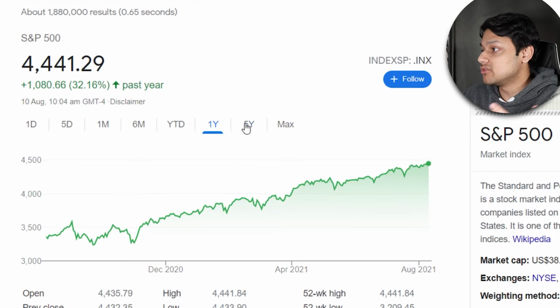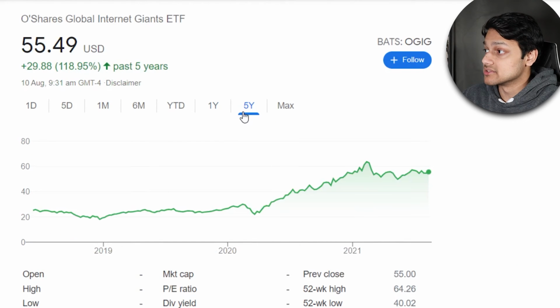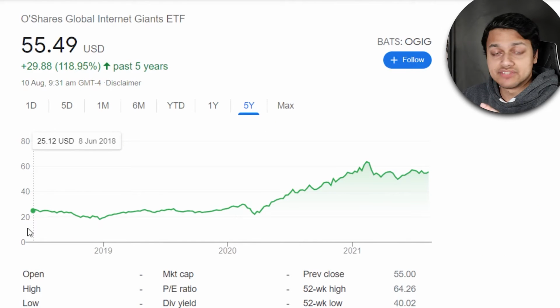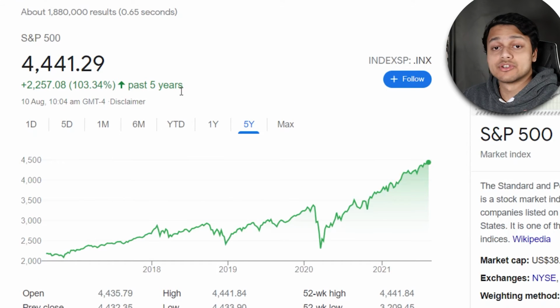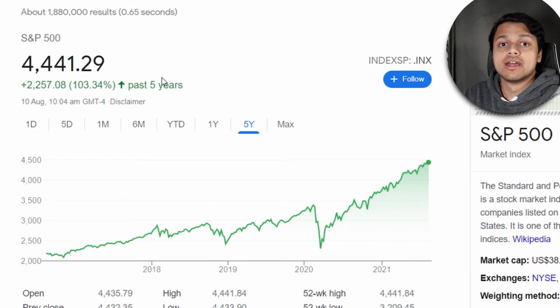But once again, if you have a look at a 5-year time horizon, the ETF outperforms quite significantly, because the ETF time frame is since 2018. It's 120%, whereas for the S&P 500, 5 years is 100%. So even on a 3-year time frame, the OGIG ETF is outperforming over that sort of period.